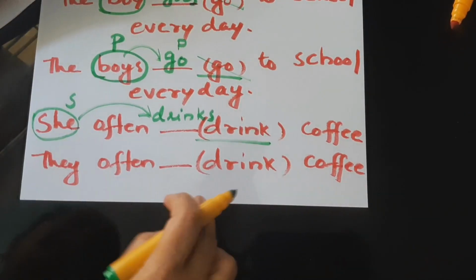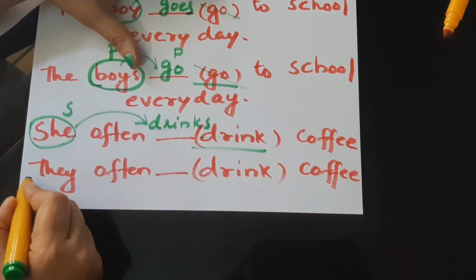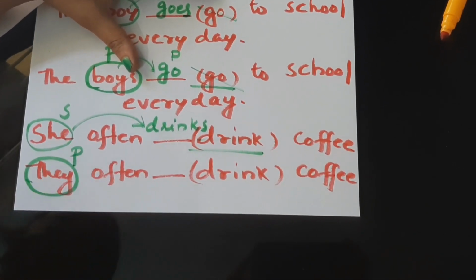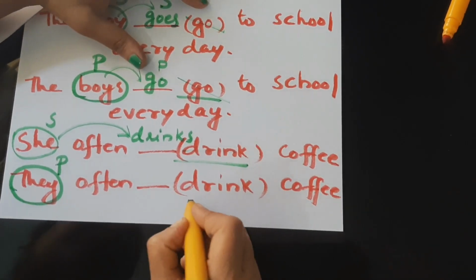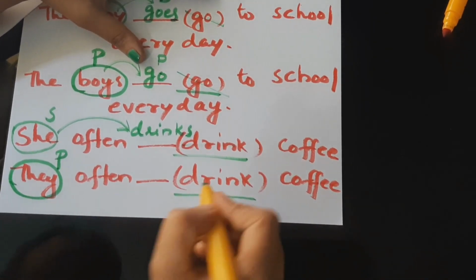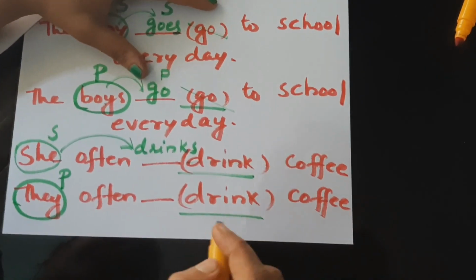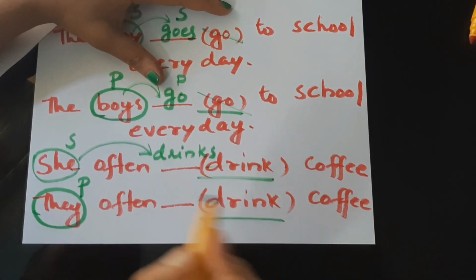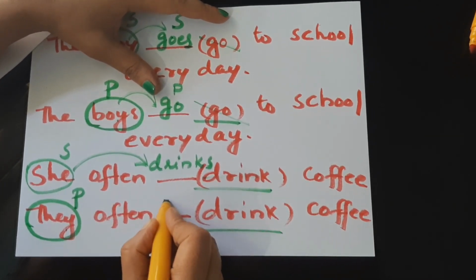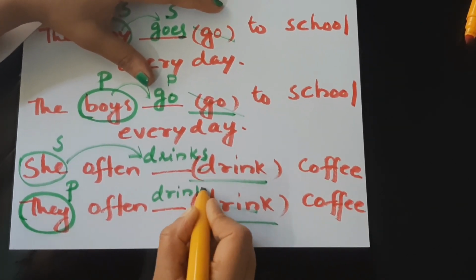Just take this example. They often drink coffee. See, they means it's a plural subject. So the verb should also be in its plural form. Drink and drinks, you know that drink is plural whereas drinks is singular. So here we need a plural verb, so drink itself.